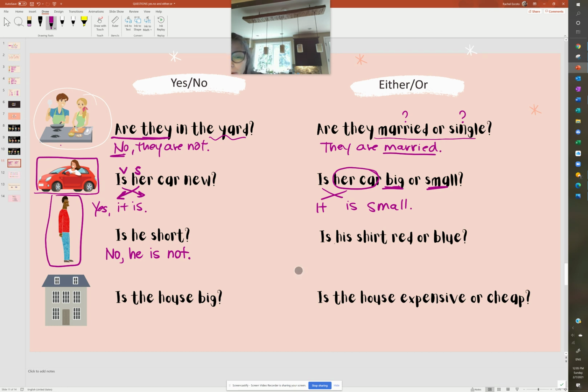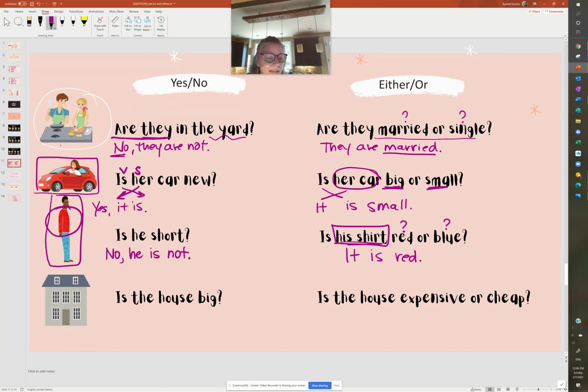Okay, and now we're talking about his shirt. Look at his shirt. Is his shirt red or blue? And shirt is an it, right? So we can say it is red. Or we could say his shirt is red.